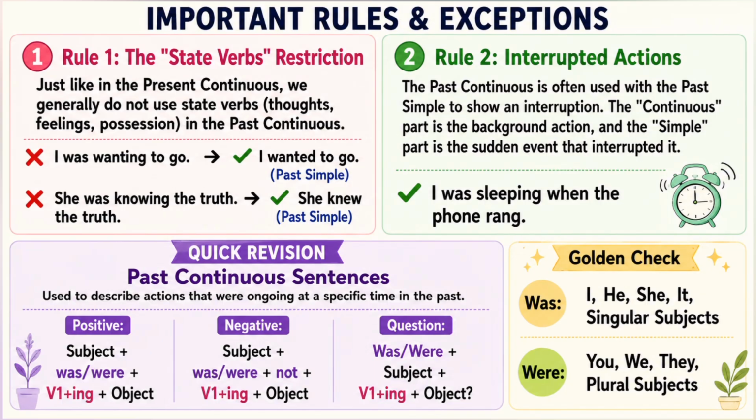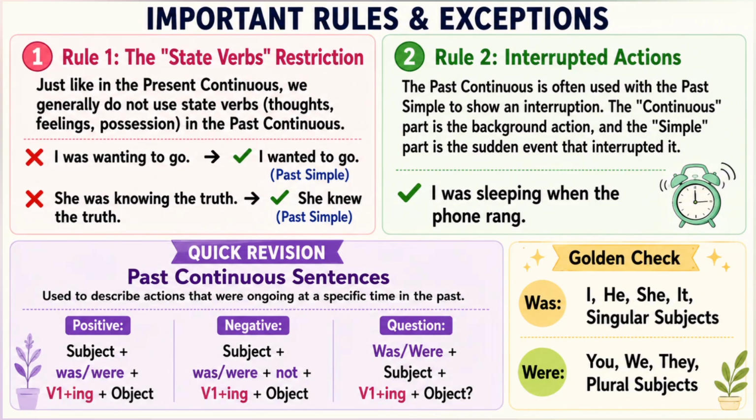Look at these incorrect sentences. I was wanting to go. She was knowing the truth. The correct sentences are, I wanted to go. She knew the truth. So remember, use the simple past instead of the past continuous with state verbs.